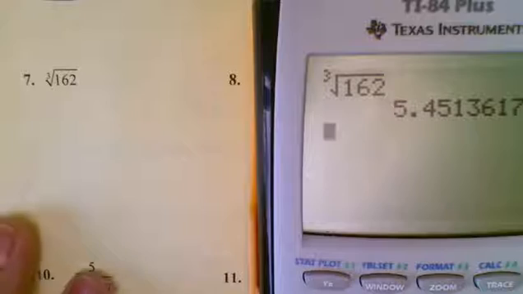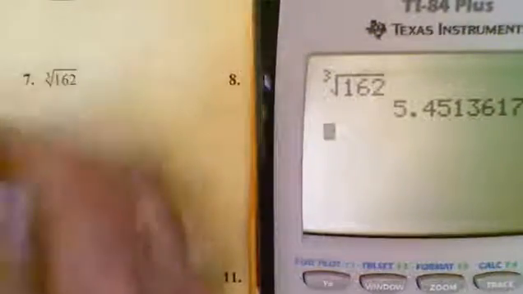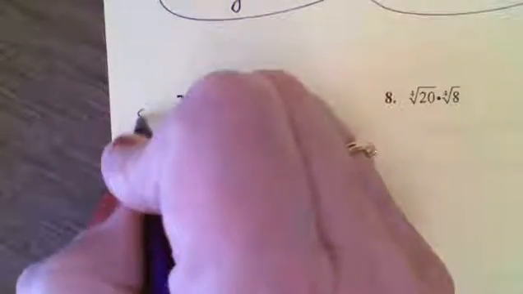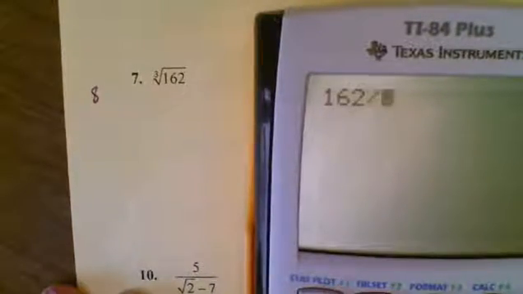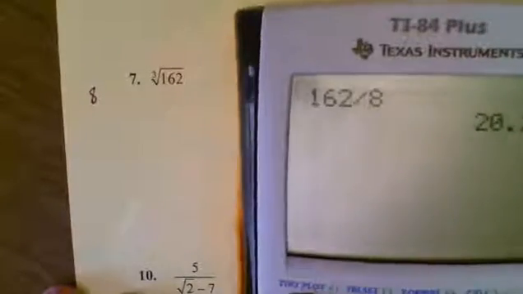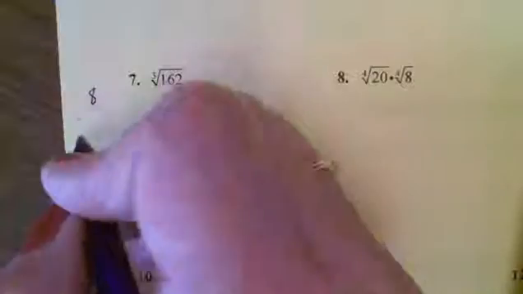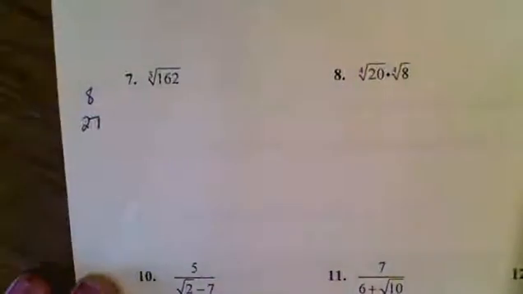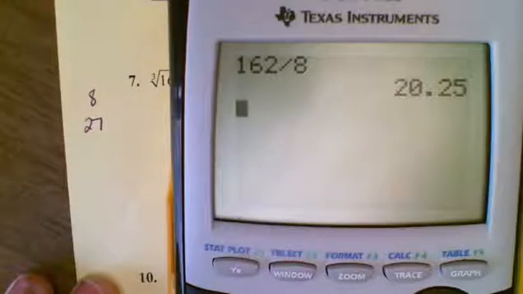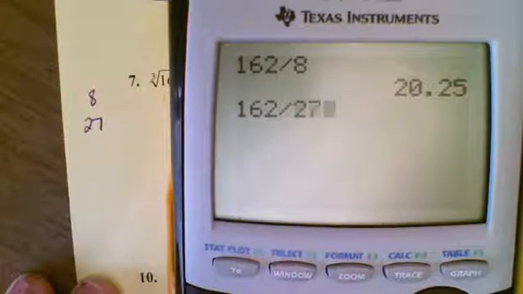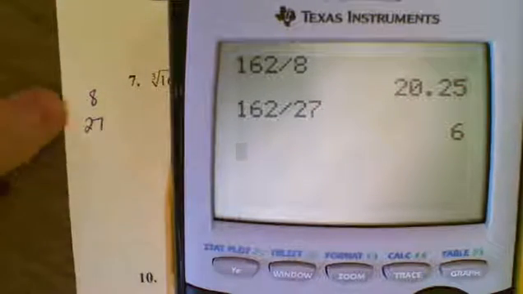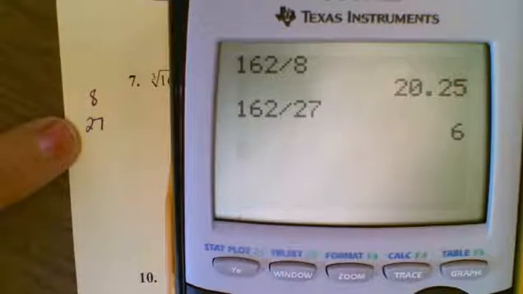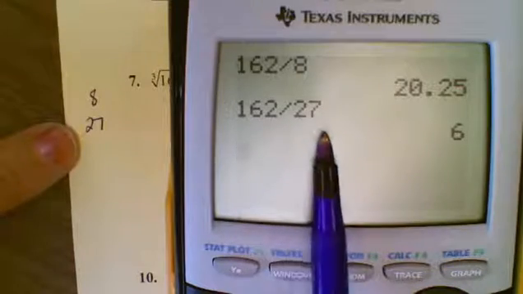So again, I'm going to think about perfect cubes that go into 162. So 2 to the third is 8. Let's see if 162 is divisible by 8. 162 divided by 8? No, it's not divisible by 8. So then 3 to the third is 27. So let's try 27. 162 divided by 27. That does go in there evenly 6 times. So just start thinking of your perfect cubes and seeing if that number is divisible by a perfect cube.